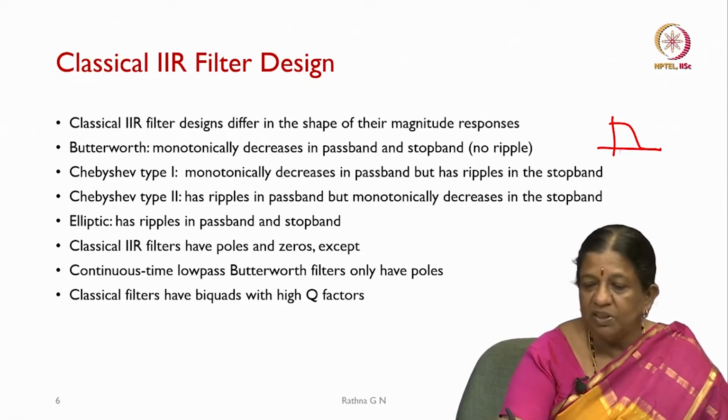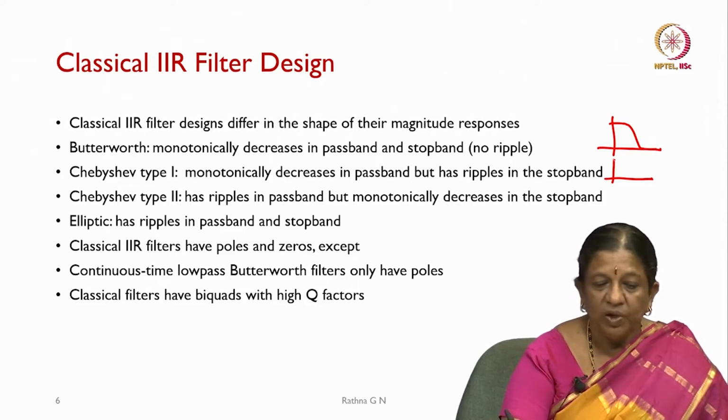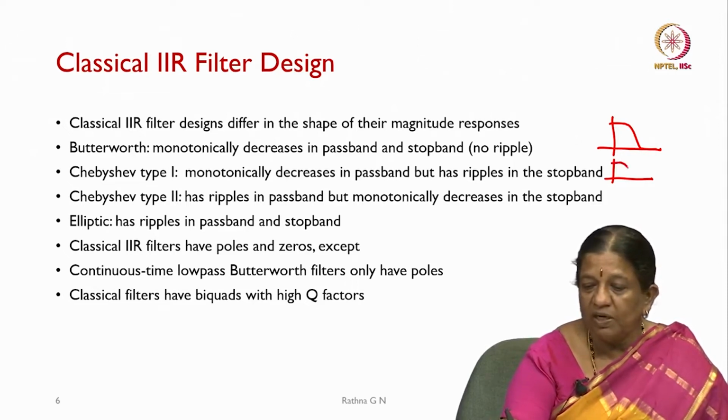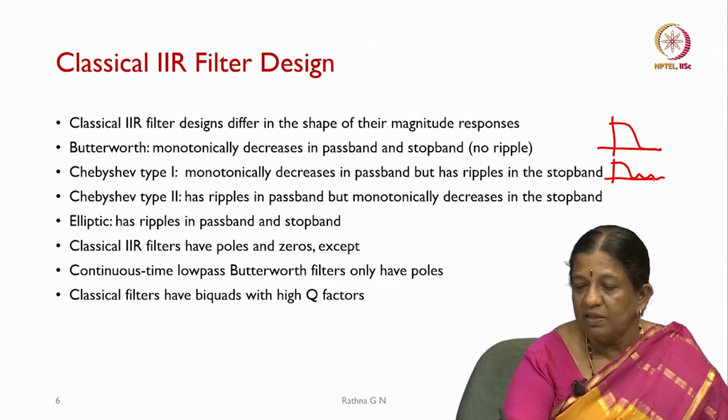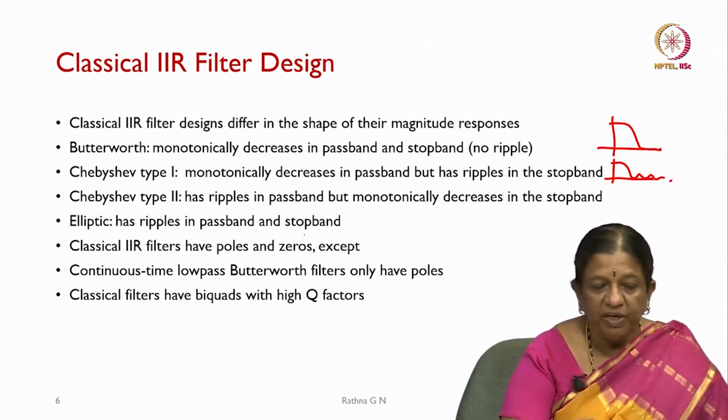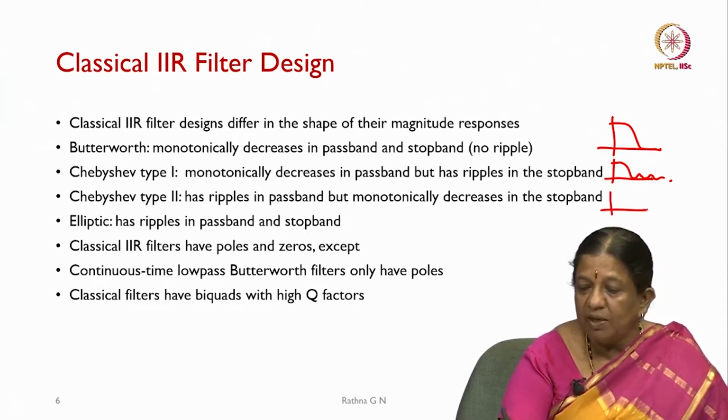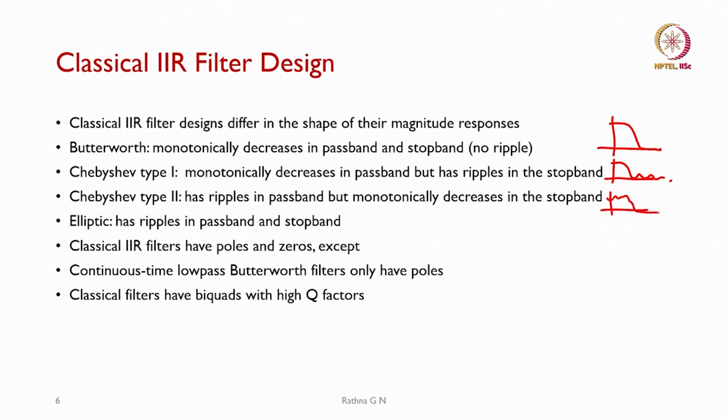When we come to Chebyshev type 1, considering the low pass filter, it is monotonically decreasing in the pass band, but we will have ripples in the stop band. When you come to Chebyshev type 2, we will have ripples in the pass band, and a flat response in the stop band. When I come to elliptic, you will see that we have ripples in both the pass band and the stop band. So, which one do we prefer?